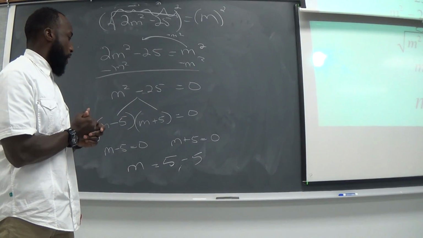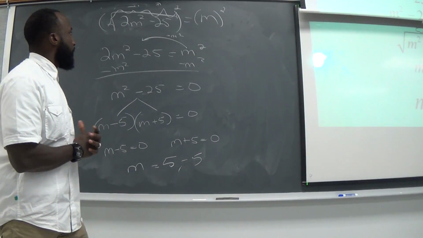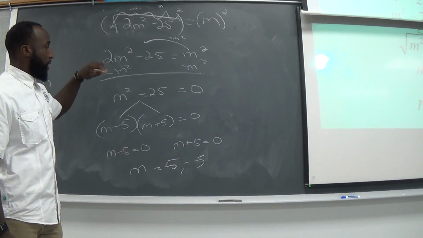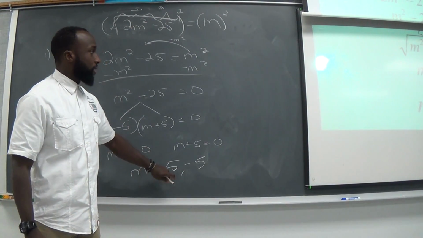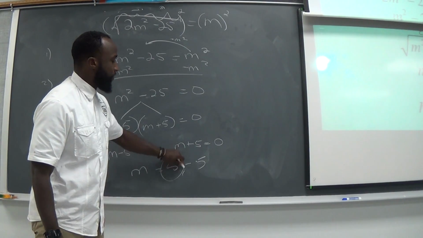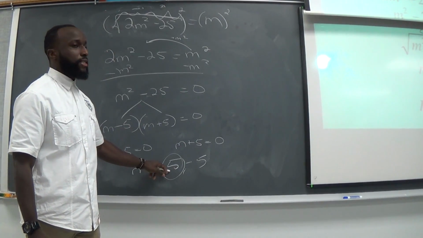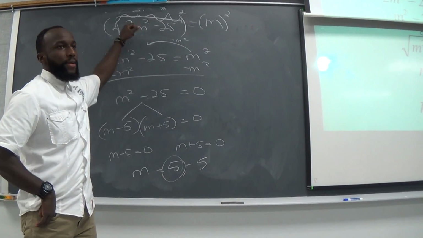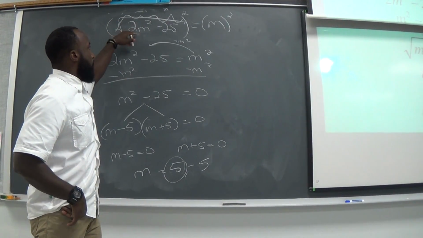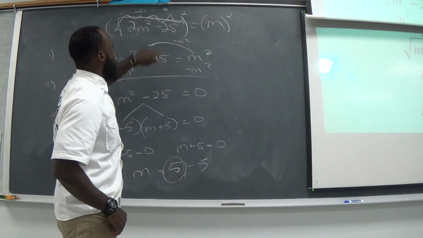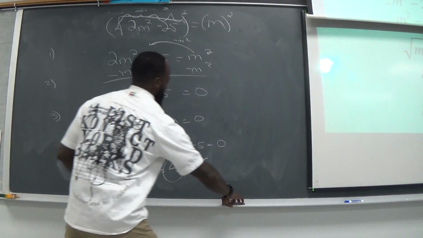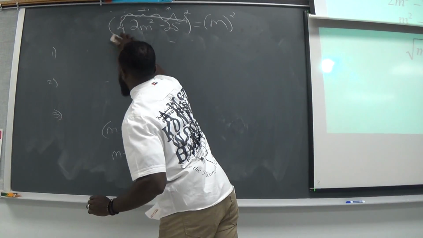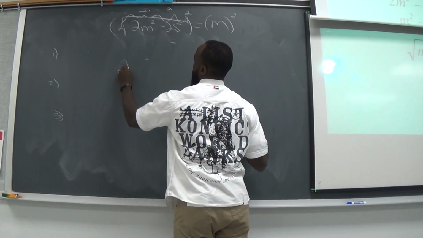Somebody asked, why do we x out the negative? We had to figure out what would be valid. What we can do is take our answers, positive 5 and negative 5, and put them back into the original problem.